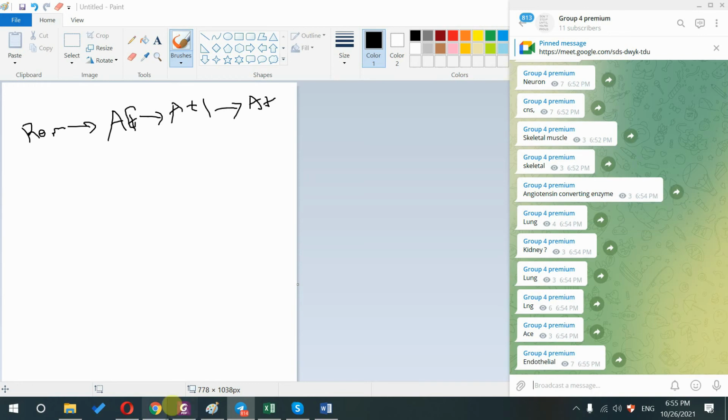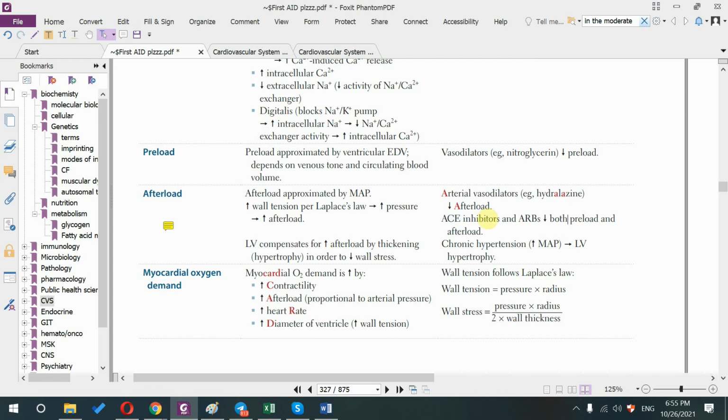Wow, that's awesome. Good. So ACE inhibitors and ARBs decrease both the preload and the afterload. Why? Because you have less angiotensin 2, less blood pressure. Also, you have less angiotensin 2, you have less aldosterone. If you have less aldosterone, you have less sodium in your circulation. Less sodium, less water. Less water, less volume. Less volume, less preload. So if you understand one, you can follow all of the others with it. The main thing is to understand it the first time, and then anything after it becomes easier.